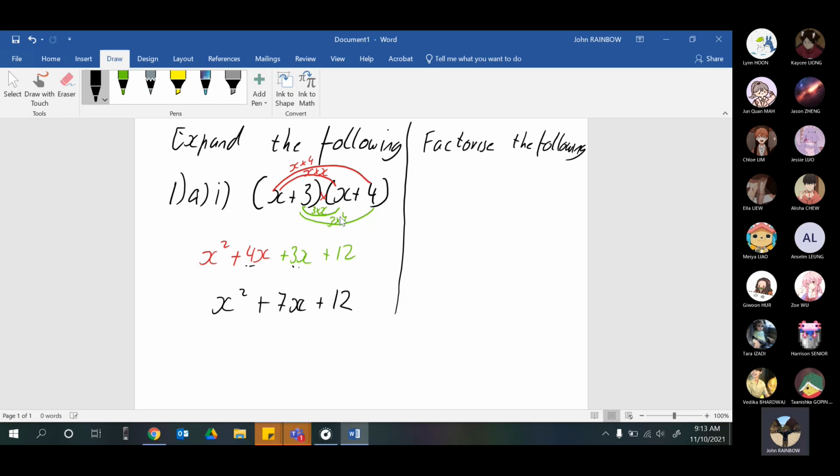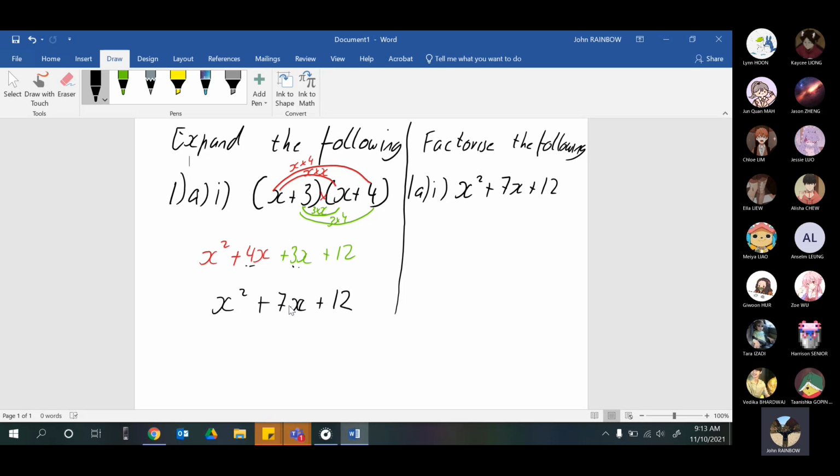So this was already in factored form. So if I say factorize the following, and I'm going to give you the same question, which is x squared plus 7x plus 12. So we want to go from this back to that. Expanding, we want to go from this to there. So when we're going from this back to that, we've got to understand how it expands. If you understand how it expands, then we can factorize this.